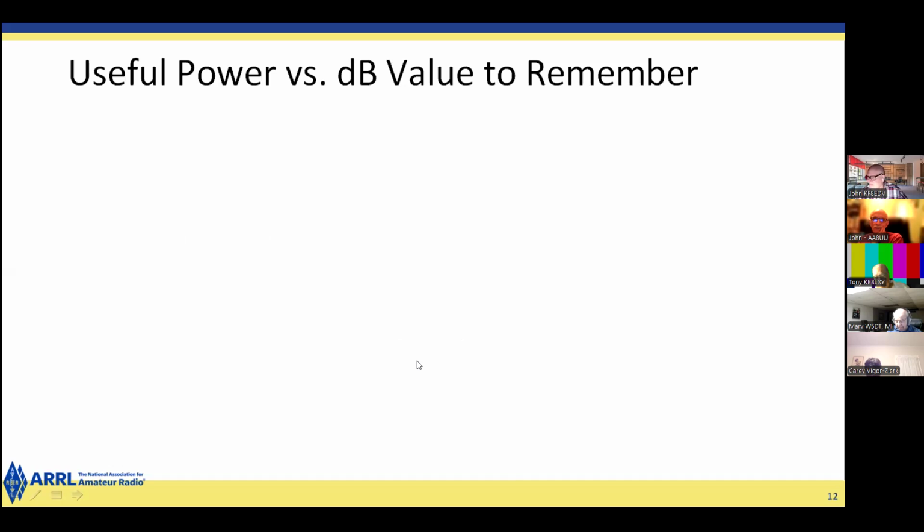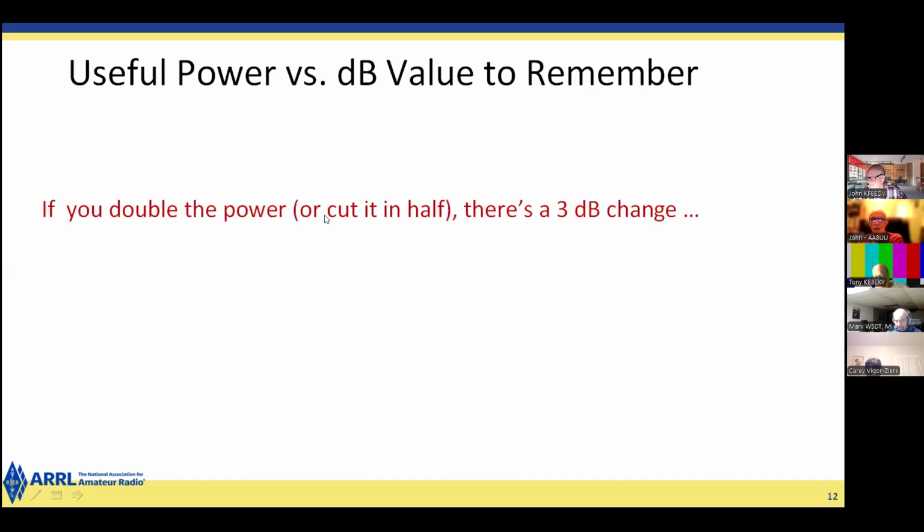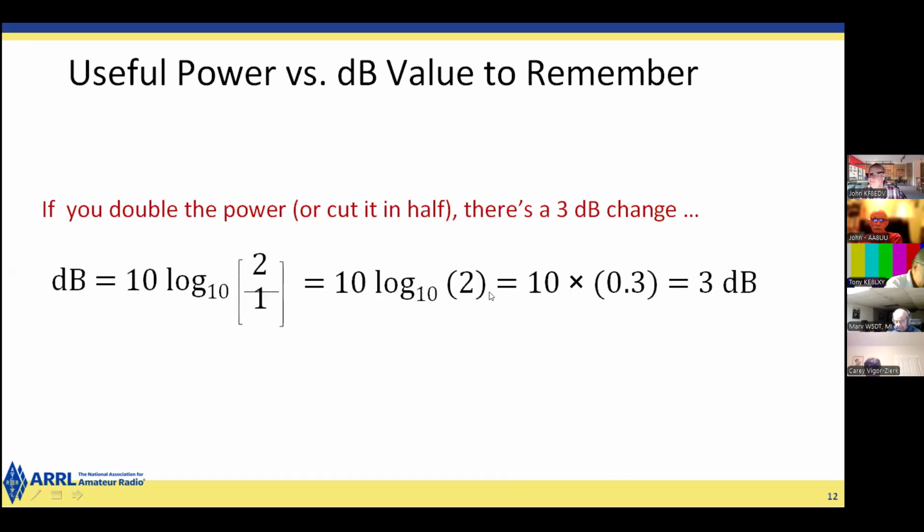Let's see what else they got to surprise us with. If you double power or cut it in half, that's a 3 dB change. We had that last time, I believe. So if you double the power, that's 2 over 1, 10 times the log of 2, which is 10 times 0.3. So it's 3 dB if you double it, and minus 3 dB, of course, if you cut it in half.